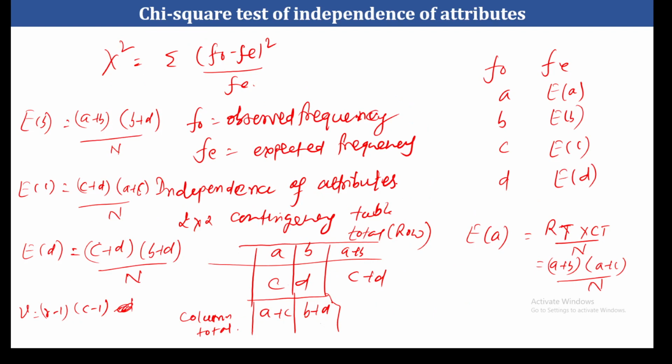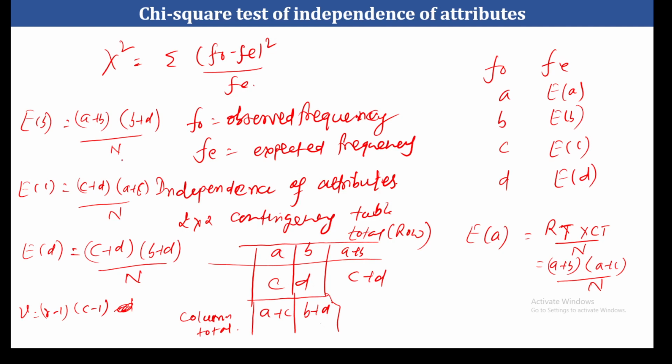So we have the independence of attributes. We have A, B, C, D in columns and rows. You have this formula to get the expected value. The observed value we will already know. The expected value will be calculated from A plus B, A plus B, and then B plus D.